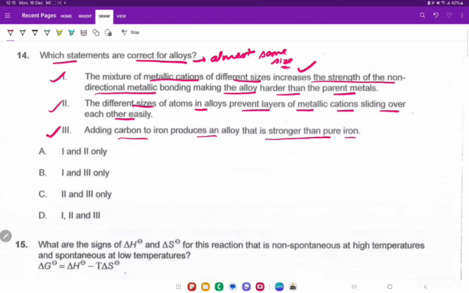I think option 3 is also correct. Mixture of metallic cations of different sizes increases the strength of the non-directional metallic bonding, making the alloy harder than the parent metal. Yes, alloys are harder than the parent metal. So all the three options are correct. Answer is D.